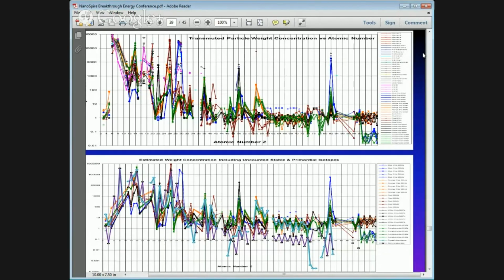In fact, let's take a look at these curves here. I want to point something out to you. If I look at this top curve here, this is a weight concentration, okay? Now, when they did the analysis, they didn't look at every isotope that might have been present, just like a select set that they typically do at the analysis place that did it, right?